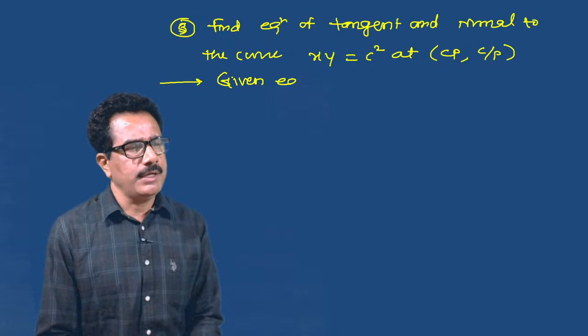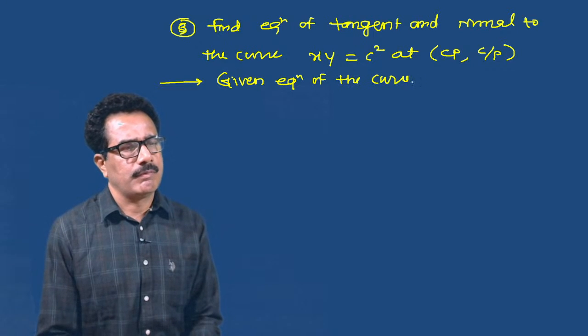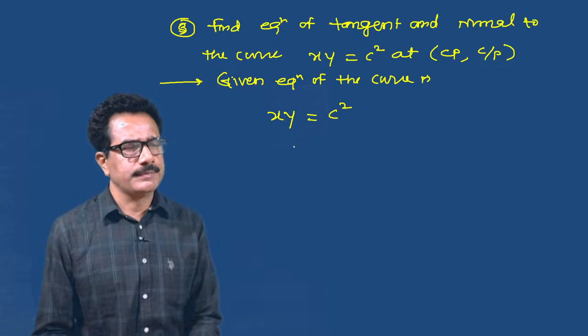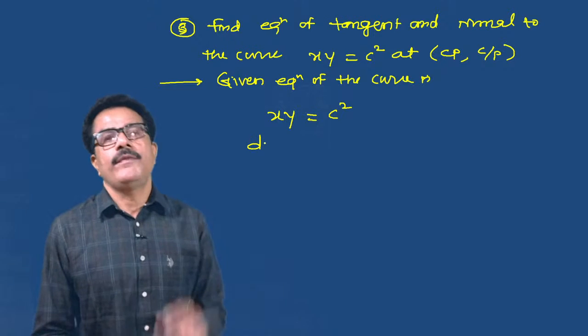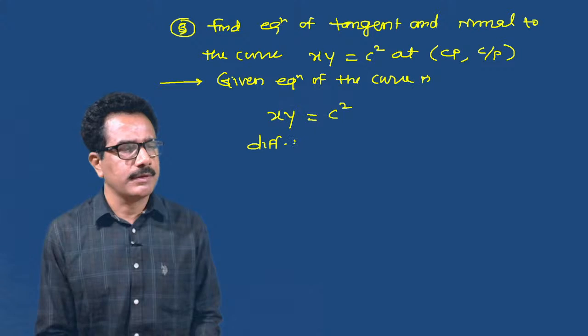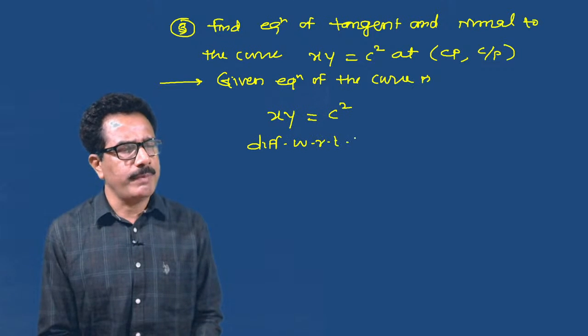Answer: given equation of the curve is x into y is equals to c square. So first of all you have to calculate the derivative, differentiating with respect to x.